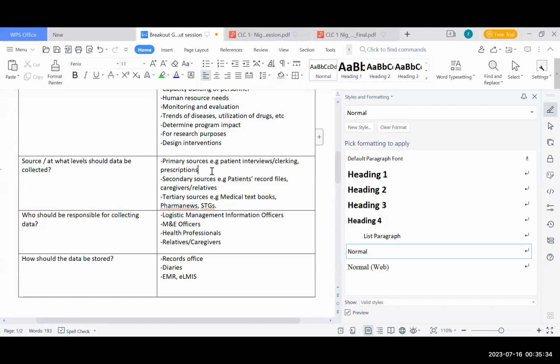For the records files and caregivers also, if you check the patient record file for inpatients, that is, patients that have been on admission, you could also see what drugs these patients have been on over a period of time, and so on and so forth. And also our STGs contain standard treatment guidelines, what drugs are used for particular ailments and so on and so forth.